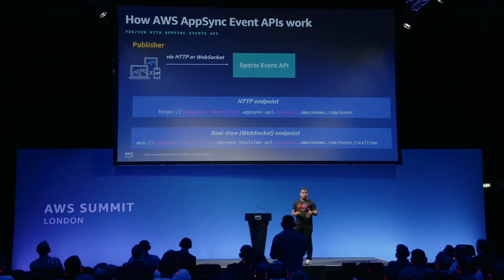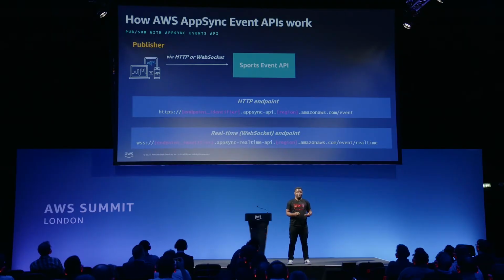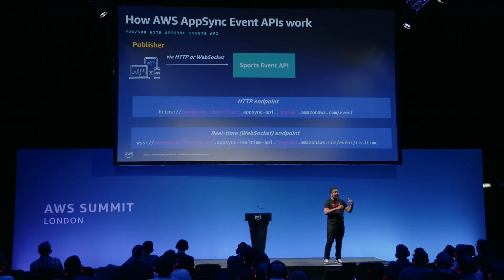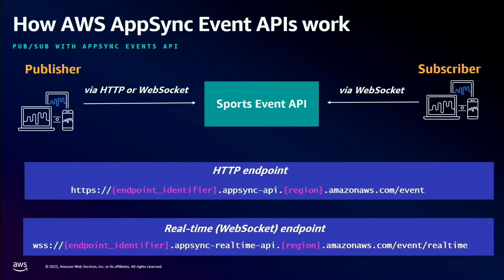So with these two endpoints, you can get going. The publisher can publish to your Events API via HTTP or WebSocket. Think about events as a JSON payload with 240 kilobytes of max size. And then you have your subscribers. Your subscribers can connect via WebSocket, and then they start receiving events.